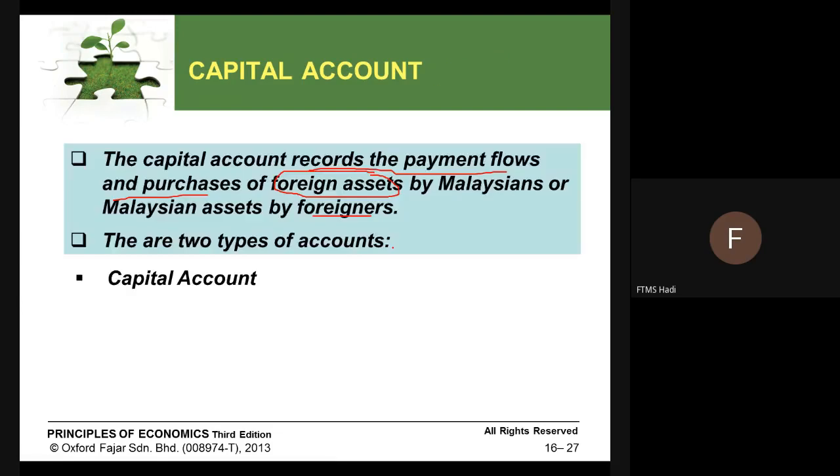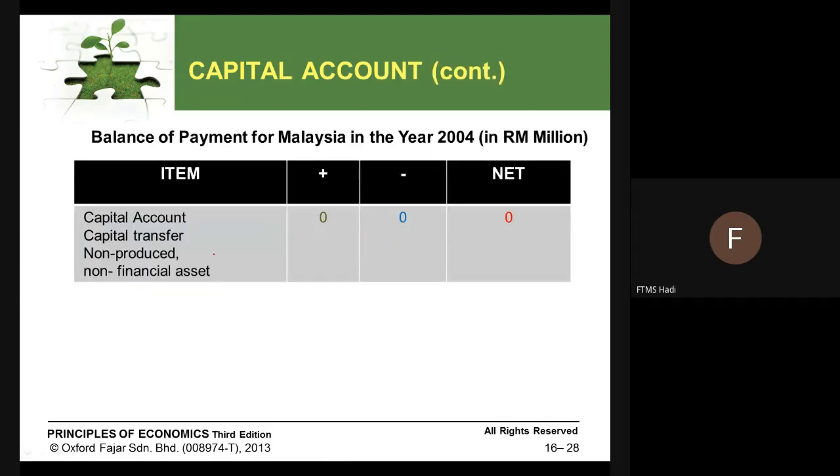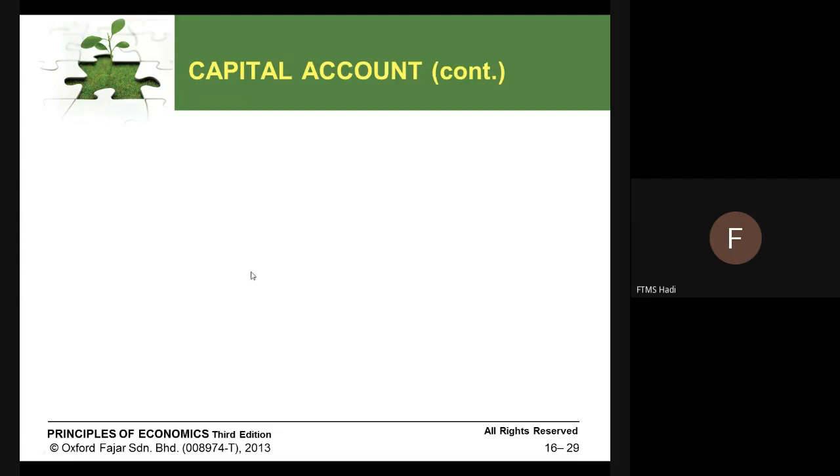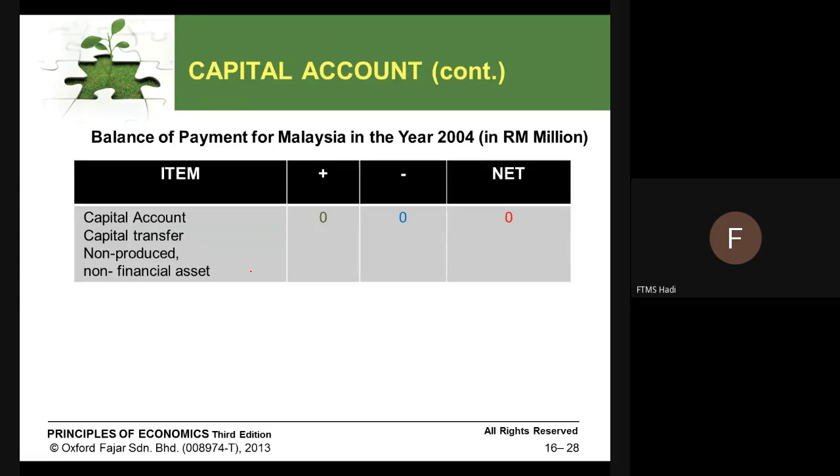There are two types of capital account. The first one is the capital account, which consists of capital transfers and non-produced, non-financial assets. So far, this one has none. This is an example only.